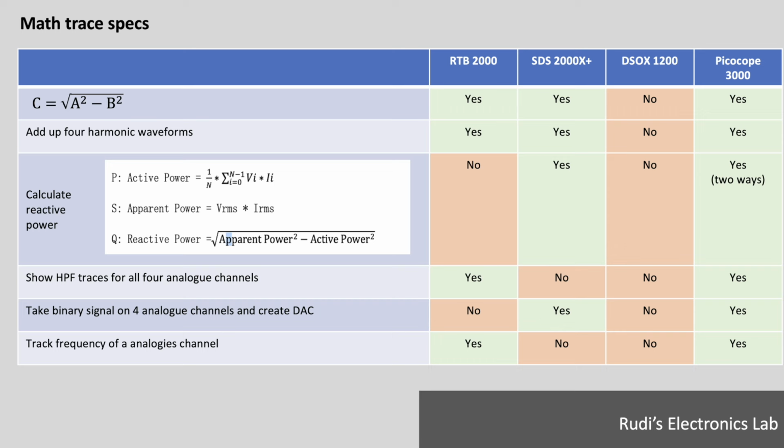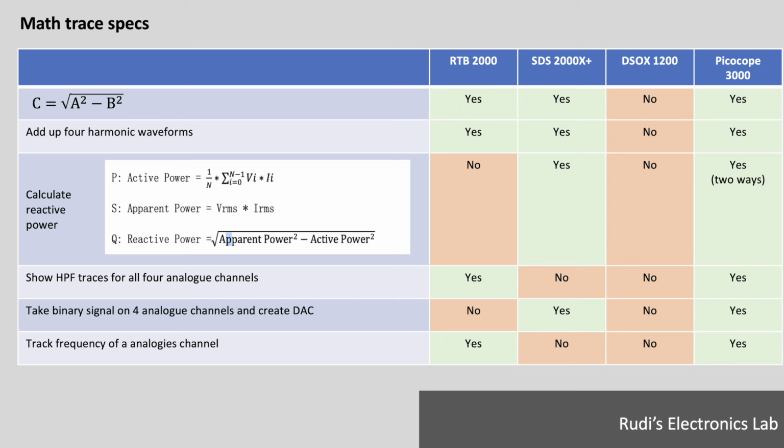Well, 6 it is. And we see the formula that I just presented to you. 3 of the devices can do it, the Keysight is not able to do it. Actually, we'll see that the Keysight is relatively limited. Add up 4 harmonic waveforms, I'll be looking at in some of the examples later today. All the devices except the Keysight can do that.